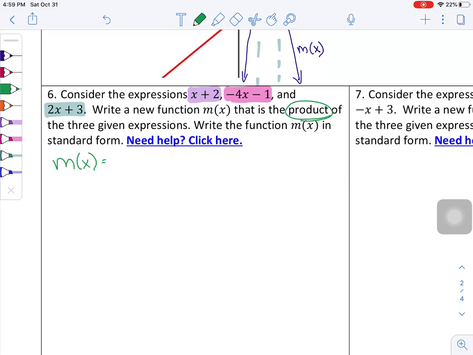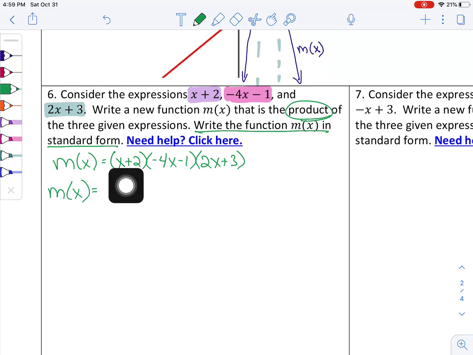If you don't know, product means to multiply. All right, so I want to show that I am multiplying these three expressions together. And so I'm going to show that multiplication with parentheses. All right, now it says to write the function m of x in standard form. Standard form means I need to multiply this out. So I am just going to multiply these first two expressions together. I'm going to ignore the 2x plus 3 for right now.